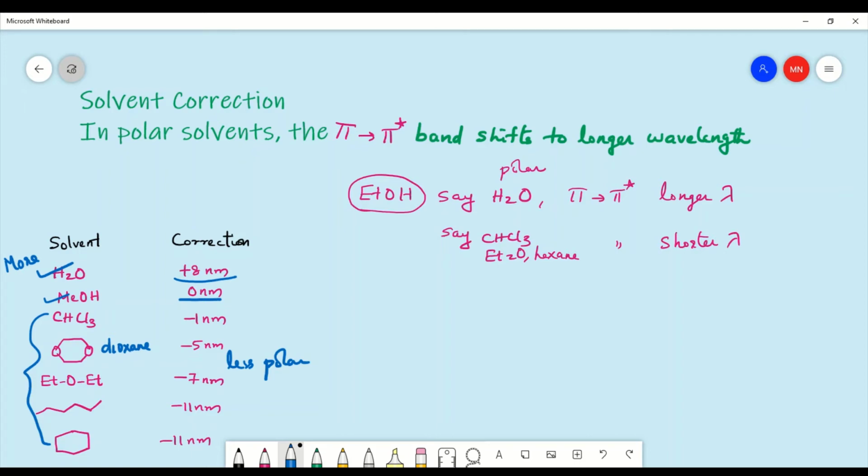So you have to add the solvent correction also to the calculated lambda max, describing the pi to pi star transitions of alpha beta unsaturated compounds. Now let us go to some solved problems for calculating the lambda max, which is recorded in ethanol.